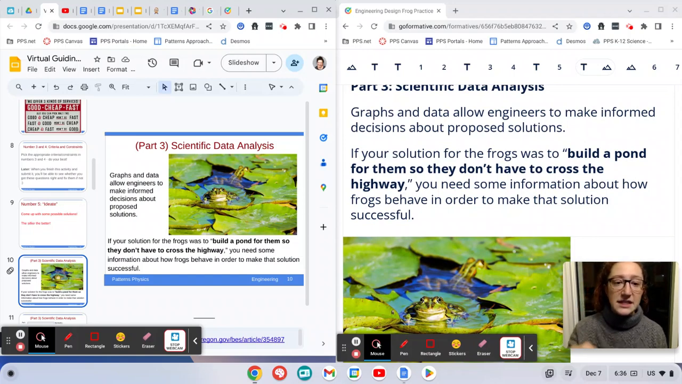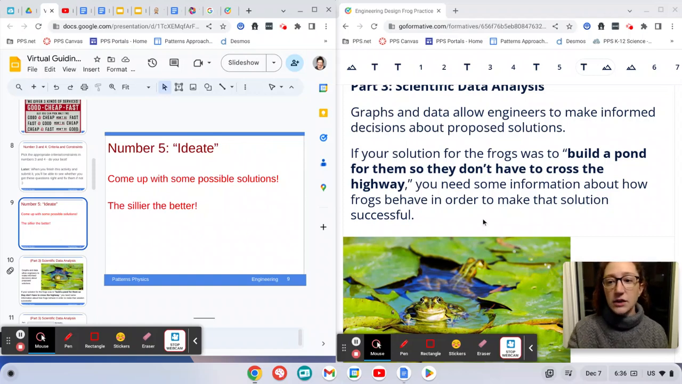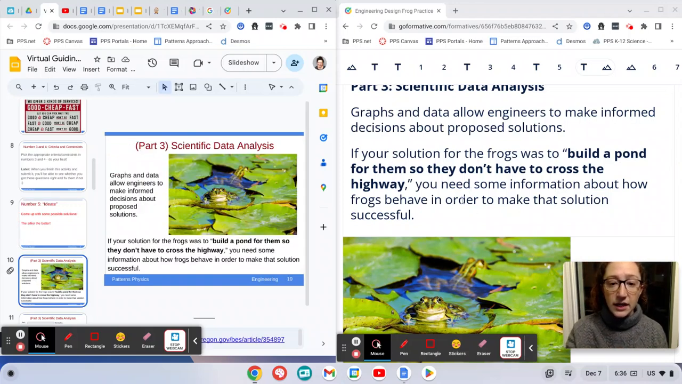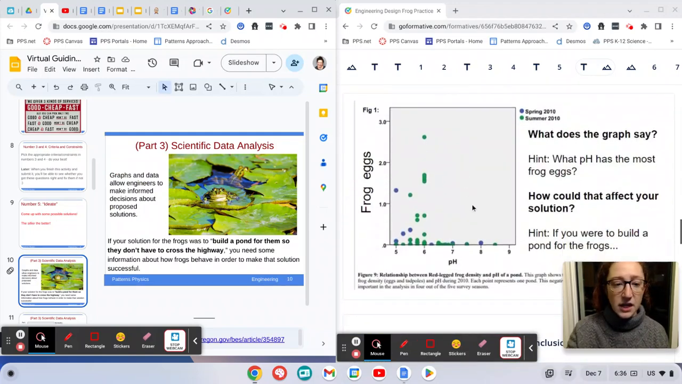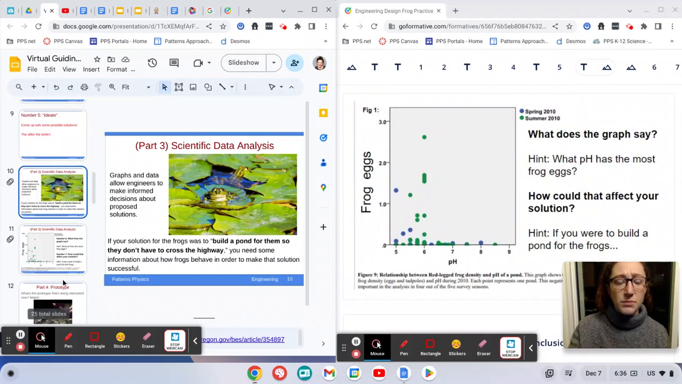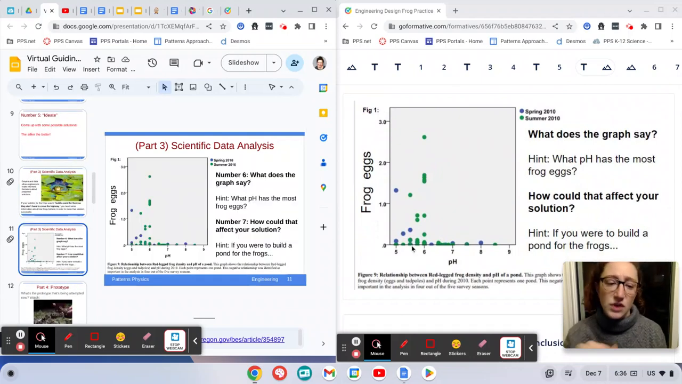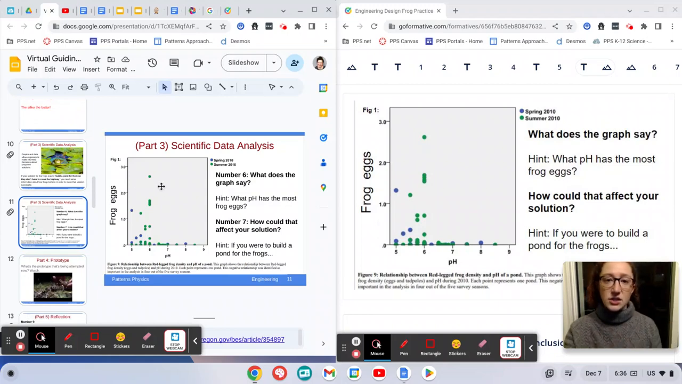So, for instance, in your ideation, let's say that you came up with the idea to build another pond for them so they don't have to cross the highway. In part 3, we're looking at a graph, and you have this graph here, and you're seeing, well, what would be some of the criteria and constraints for this pond, and what do you need to really consider? So again, use this slide to help you through with these next questions.